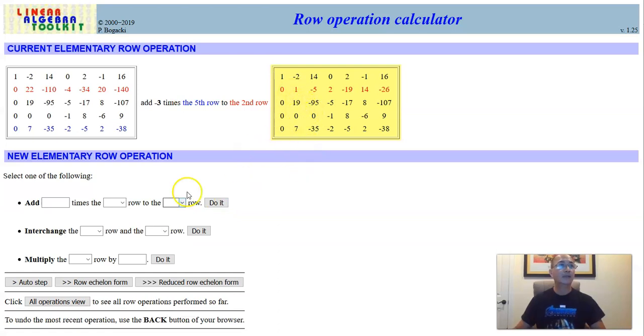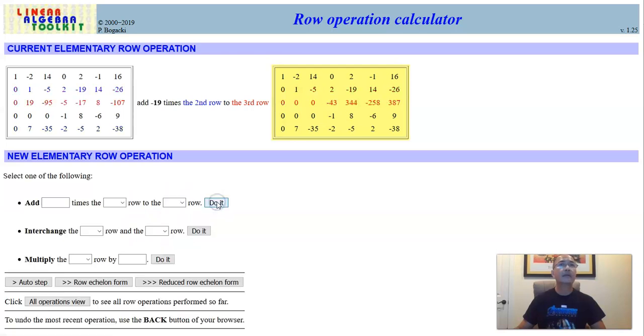Okay, so there's our leading one, and now we clear the 19 and the 7. Multiply the 2nd row by -19. Oh, I'm sorry, we will add -19 times the 2nd row to the 3rd row. That's better. And add -7 times the 2nd row to the 5th row.